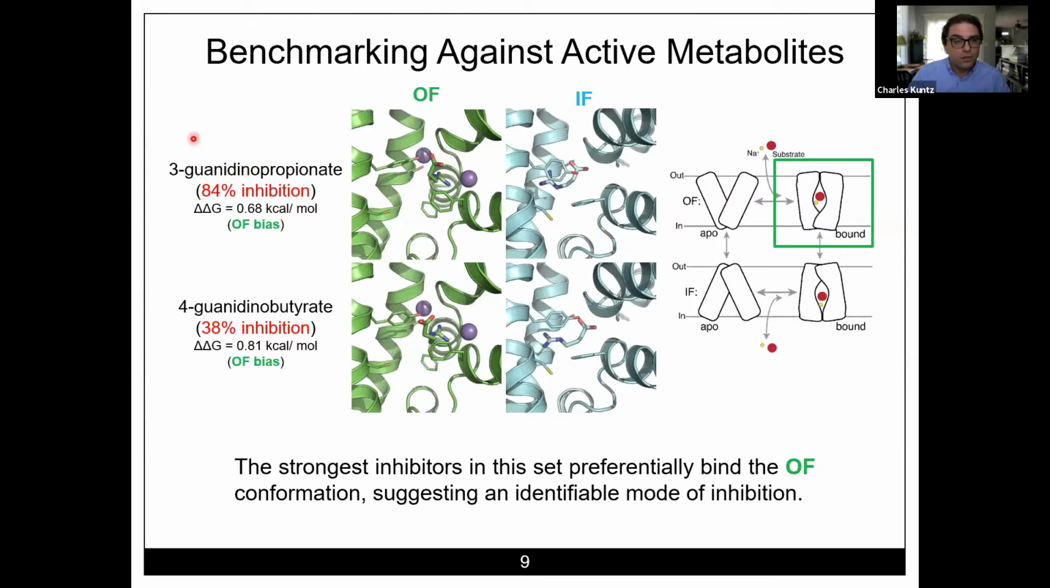We basically want to see if these potent inhibitors have a bias. So you can look at 3-guanidinopropionate. We know that it has an 84% inhibition. We can see that it has a positive delta delta G, meaning that there's an outward-facing bias in these compounds. Same with 4-guanidinobutyrate, it has 38% inhibition. We also measure a very positive delta delta G, preferring the outward-facing conformation.